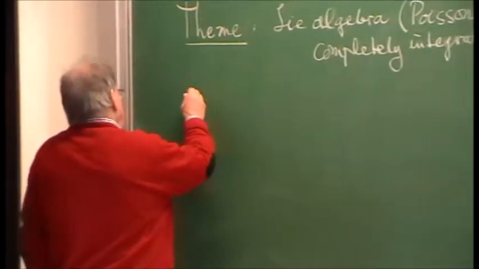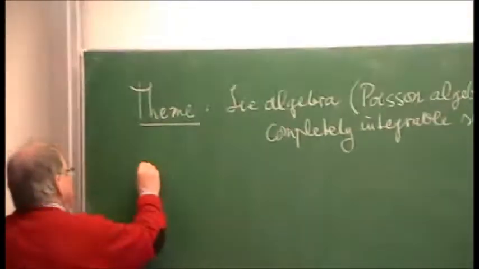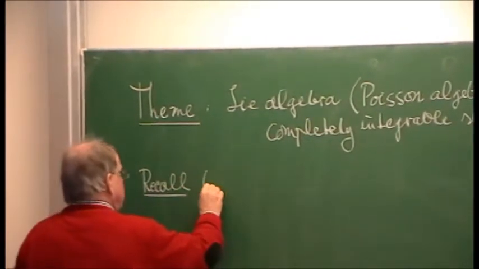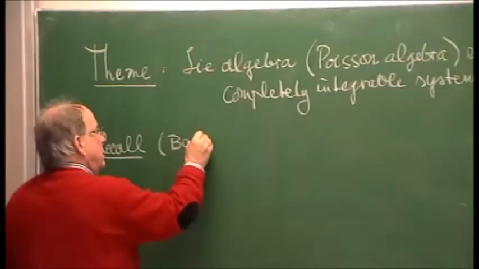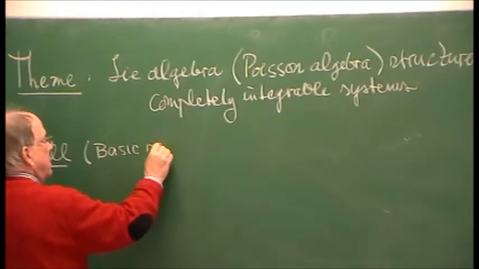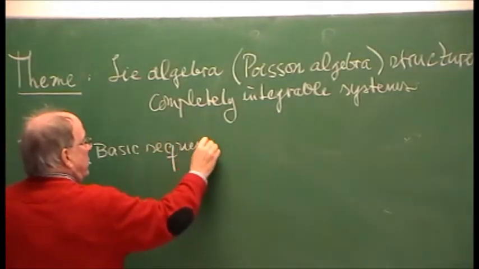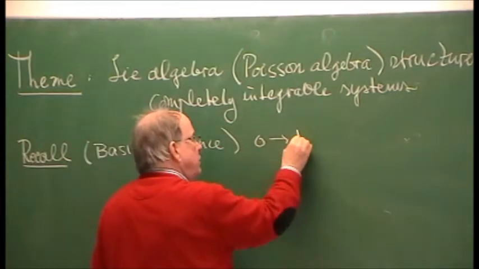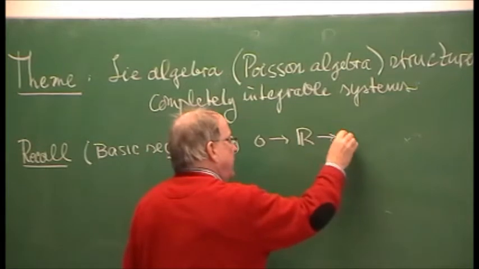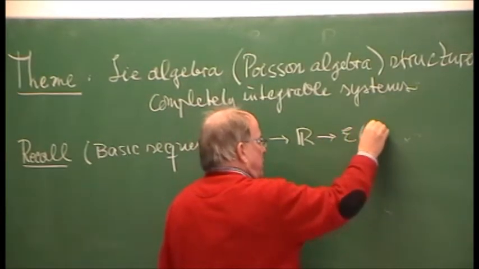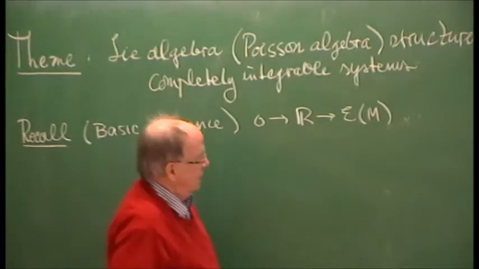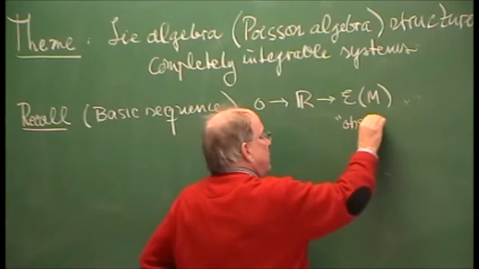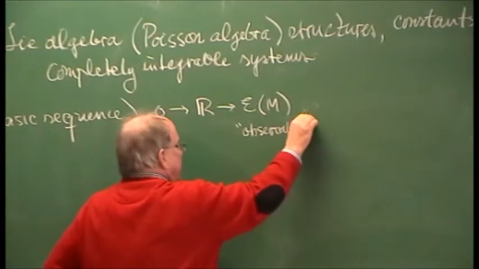So, for all of this, we have the basic exact sequence of a symplectic manifold. Namely, constant functions, manifolds connected, smooth functions, and let me just use a physics word here. These functions are called observables in classical mechanics.